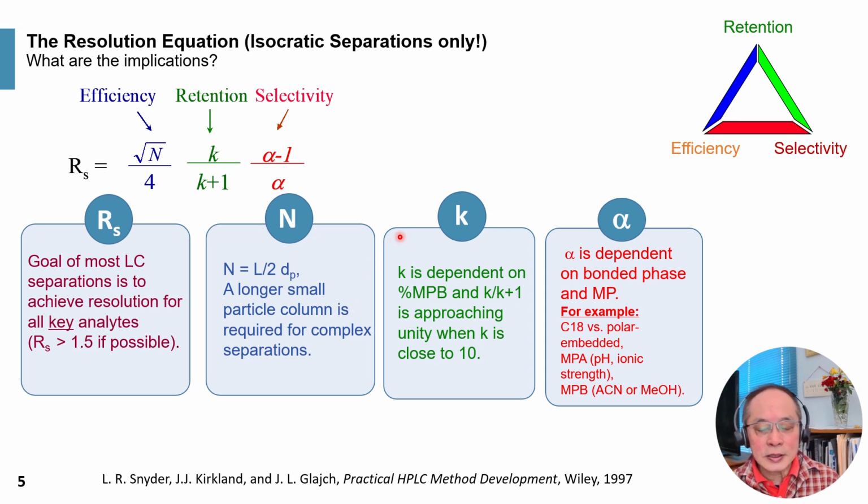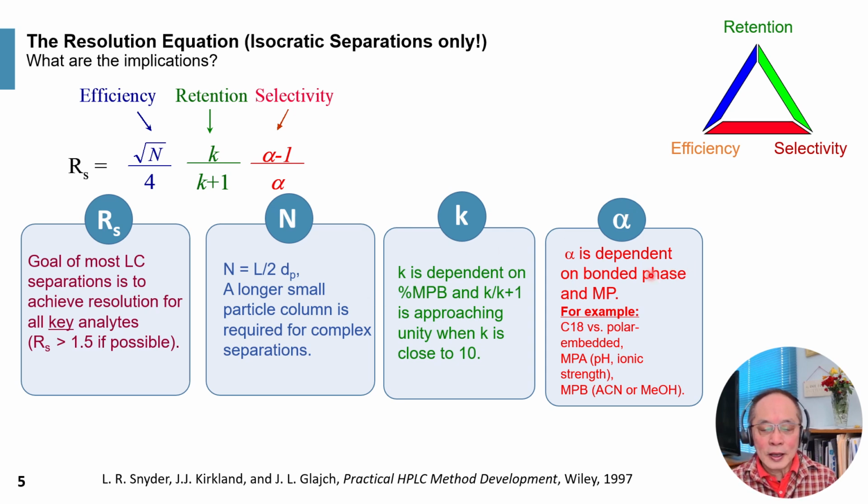K is the retention factor, and K is dependent on the percentage of mobile phase B. Note that the factor K over K plus 1 rapidly approaches unity when K is equal to 10, right? So when K is equal to 10, this factor is equal to 10 over 11, which is approaching unity. So increasing K is not very effective in increasing resolution, because K rapidly reaches a point of diminishing return, where the factor equals unity.